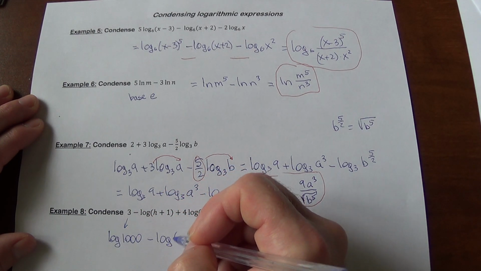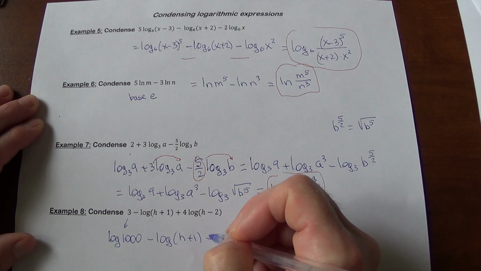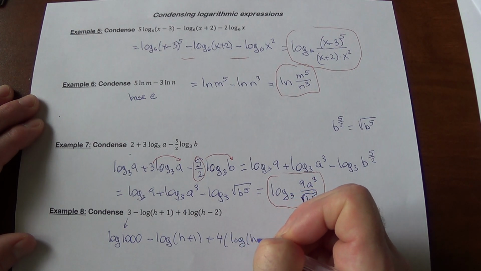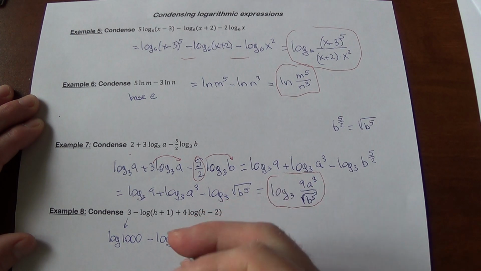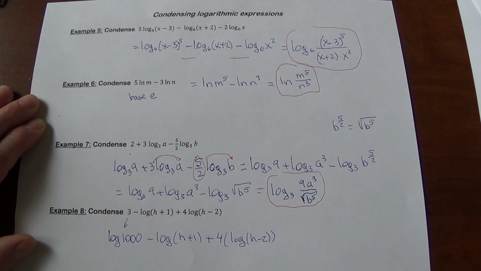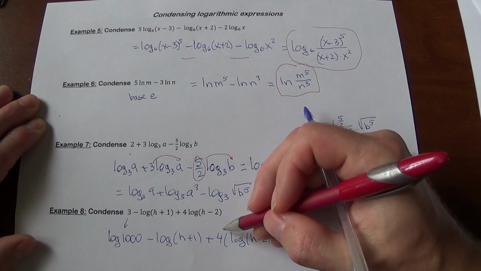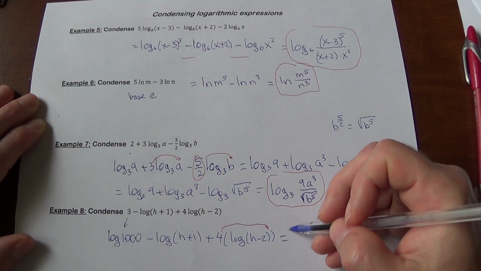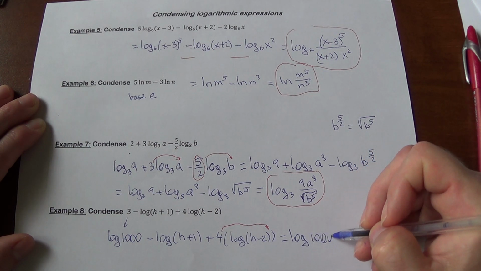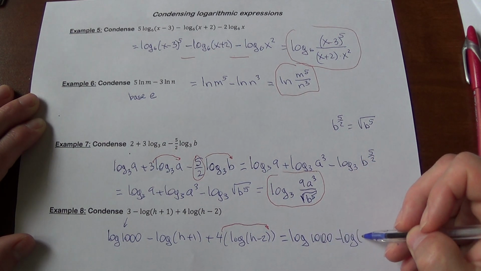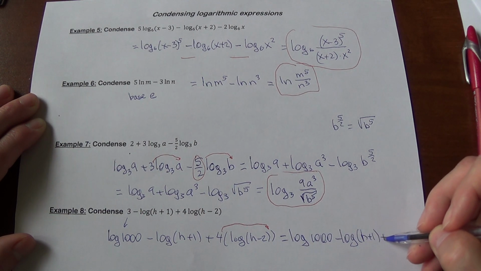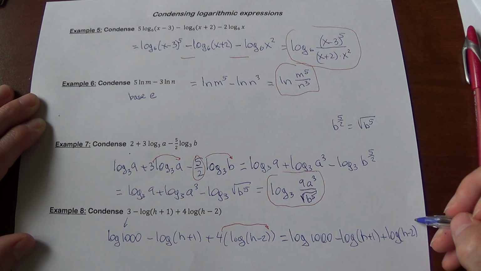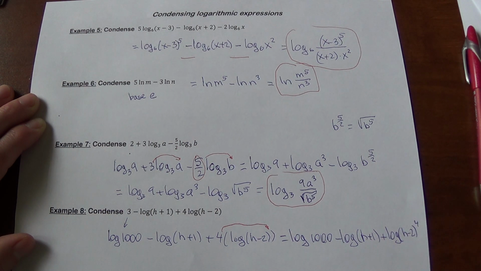We are rewriting the rest of our terms. I don't know why I put another parenthesis there, it's okay, just as long as I close that. So the 4 here will be brought inside as an exponent. So we're going to get log 1000 minus log of (h plus 1) plus log of (h minus 2) to the 4th power. And now I can combine them.